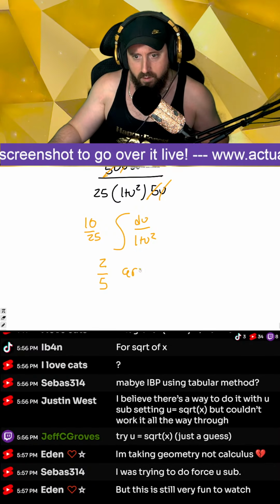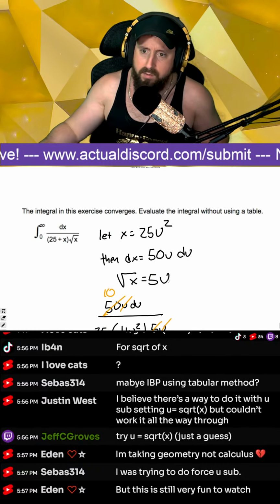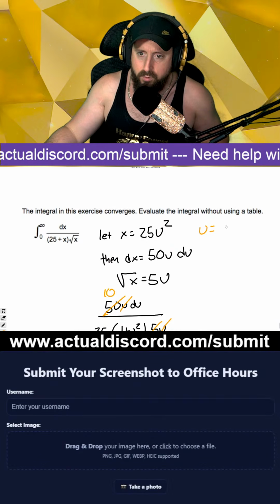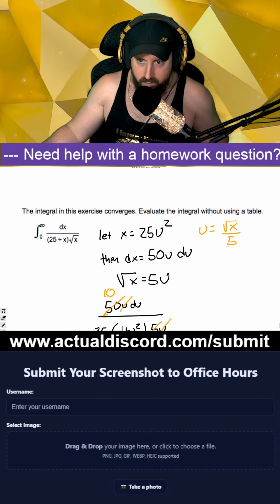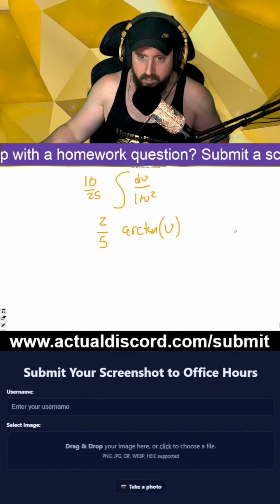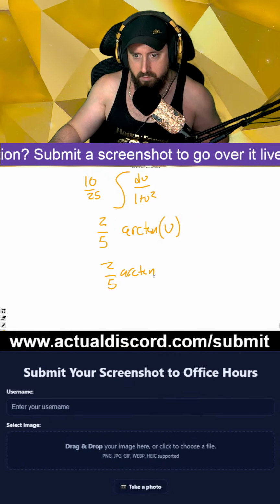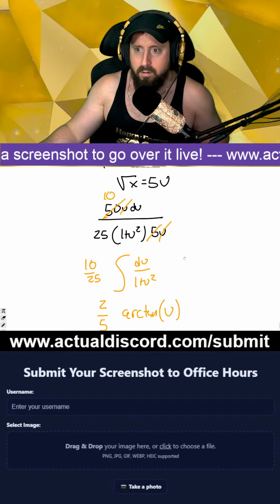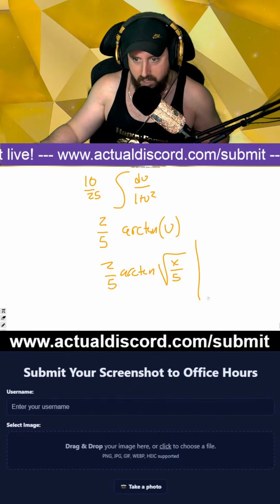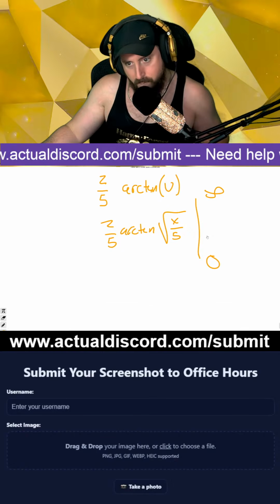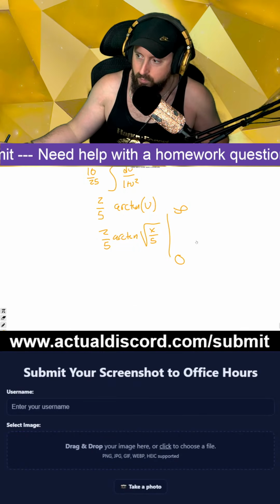So this is 2/5 arctangent of u, but then u is equal to the square root of x over 5. So you get 2/5 arctan of square root of x over 5. And then that's evaluated from 0 to infinity. Arctangent of infinity is just pi over 2, right?